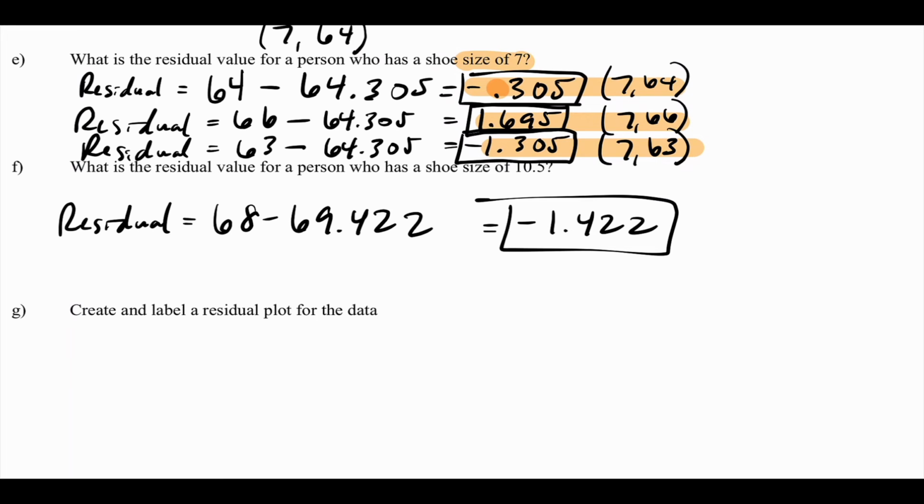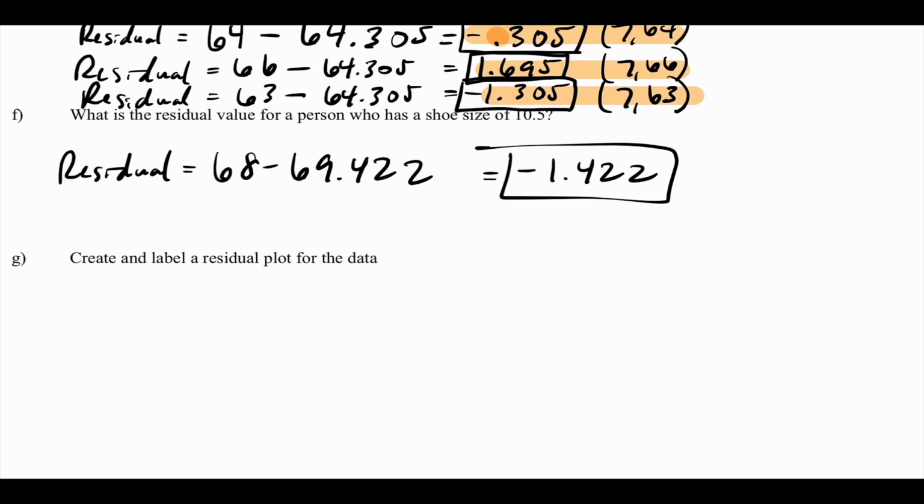Okay, so now we're going to calculate all of these for every single one of those points. Right now we just did 4 of the points: 3 people who had a shoe size of 7 and one person who had a shoe size of 10.5. What if I asked you to find the residuals for the other 27 people? You could do it, but it would take you probably to the end of class and maybe a little bit tomorrow too.